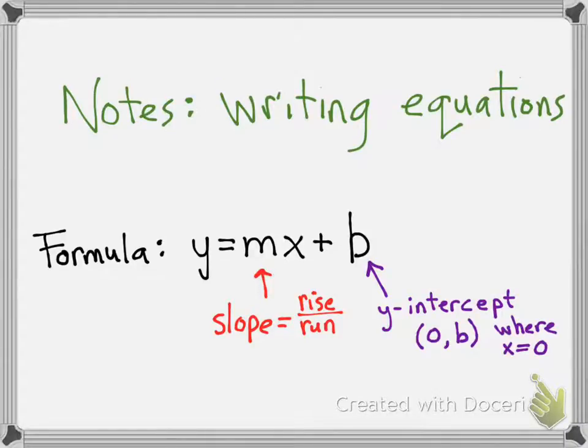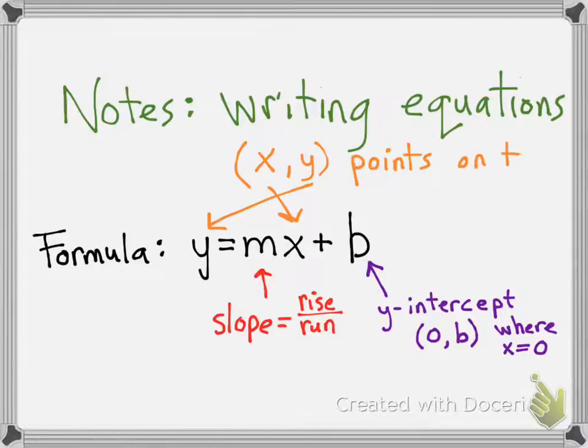It's always the point where x equals 0. So we'd have a point where 0 is the x-coordinate, and whatever number is there at the end in place of b is the y-coordinate. The y and the x in this formula stand for the points on that line. So you'd plug in a number for x, you could do all of the math and find your answer, which would be the number for y. Go ahead and copy this into your notes.